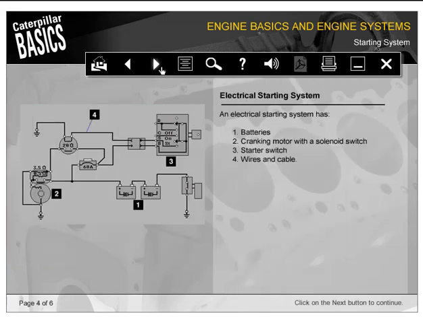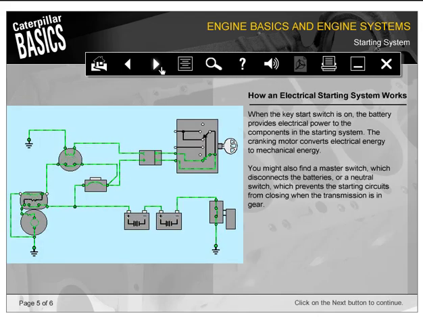An electrical starting system has 1, batteries, 2, a cranking motor with a solenoid switch, 3, a starter switch, and 4, wires and cable. When the key start switch is on, the battery provides electrical power to the components in the starting system. The cranking motor converts electrical energy to mechanical energy. You might also find a master switch which disconnects the batteries, or a neutral switch which prevents the starting circuits from closing when the transmission is in gear.